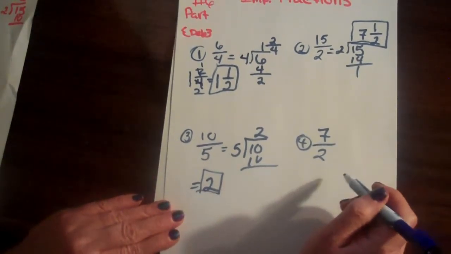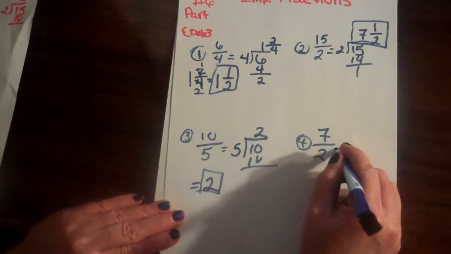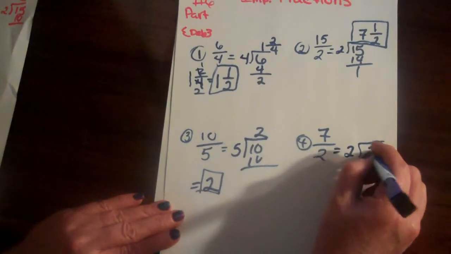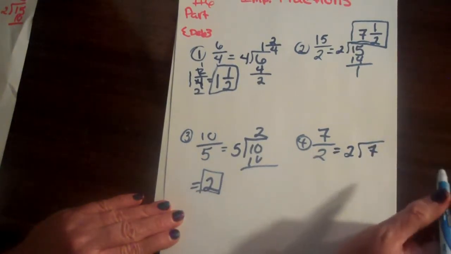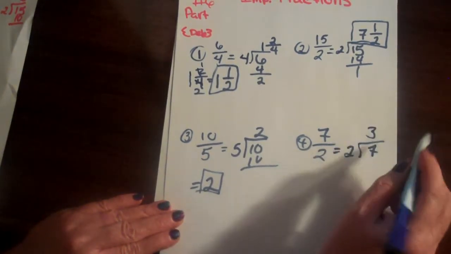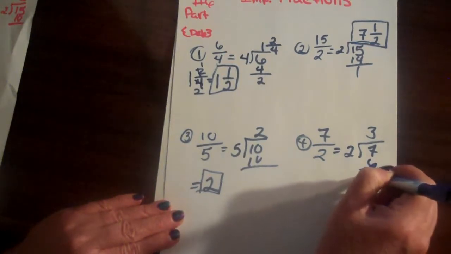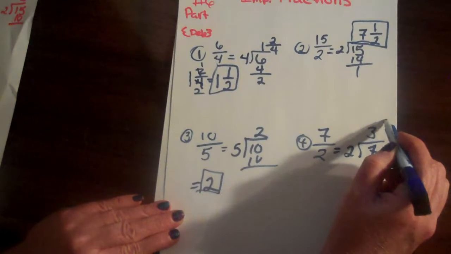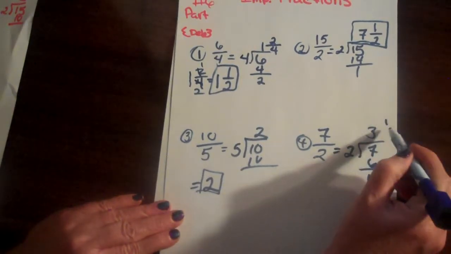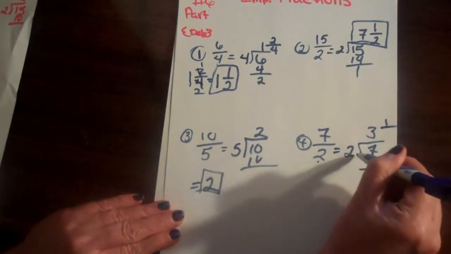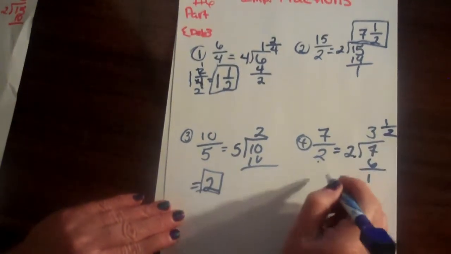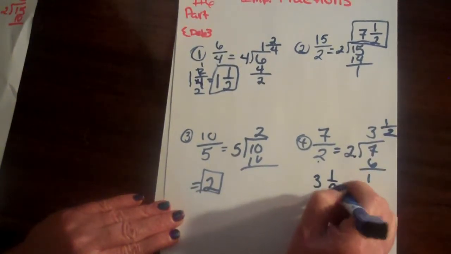Alrighty, and now we've got 7 over 2, and that's an improper fraction. We know this. We're going to take the denominator and divide it into the numerator. And 2 goes into 7 3 times. That's 6, so we subtract it, and it's going to be 1. We've got a remainder. What are we going to do with it? Well, we're going to bring it up here beside that whole number and then put our denominator underneath. Can it be reduced? No. So your answer is 3 1/2.